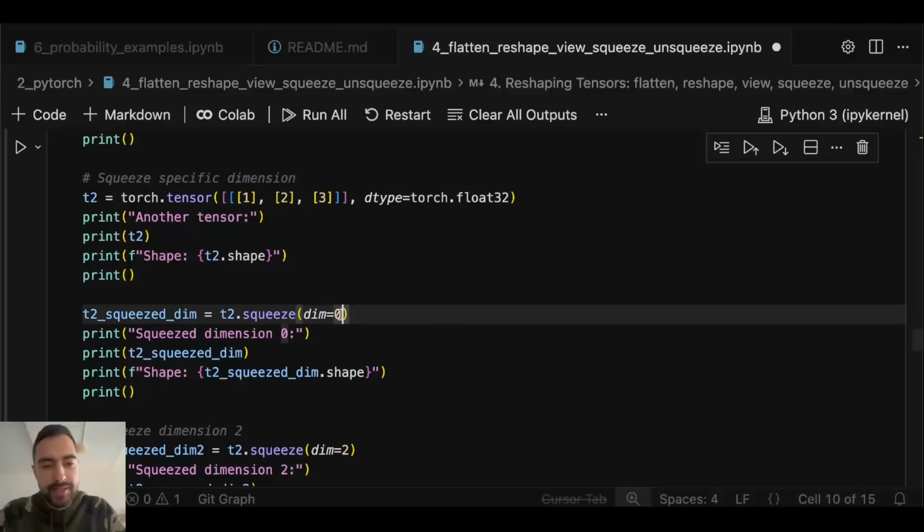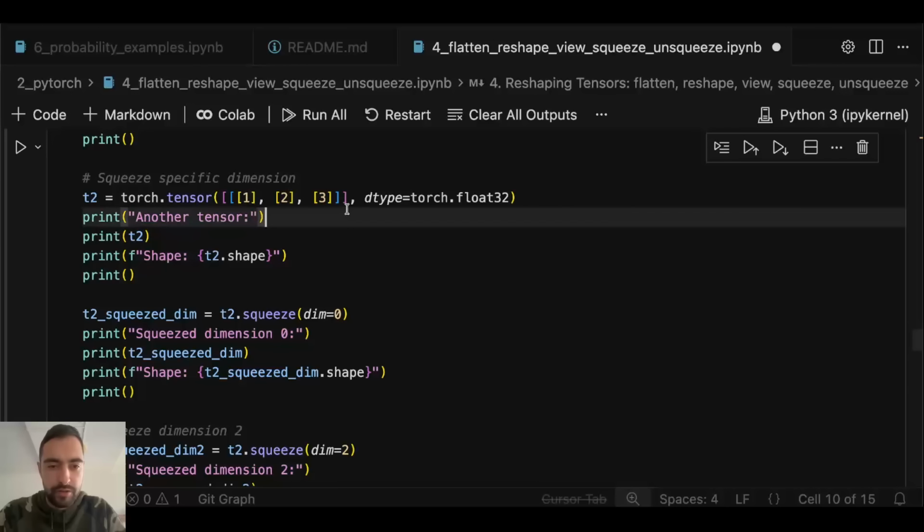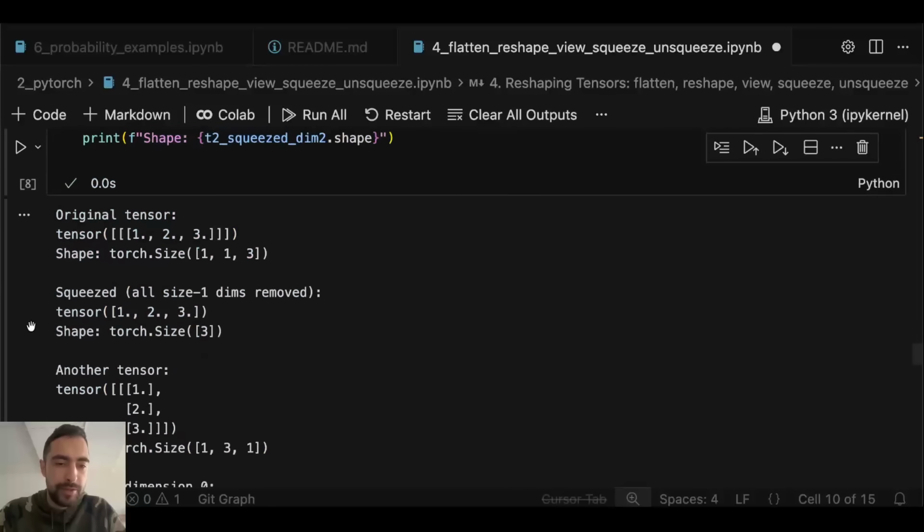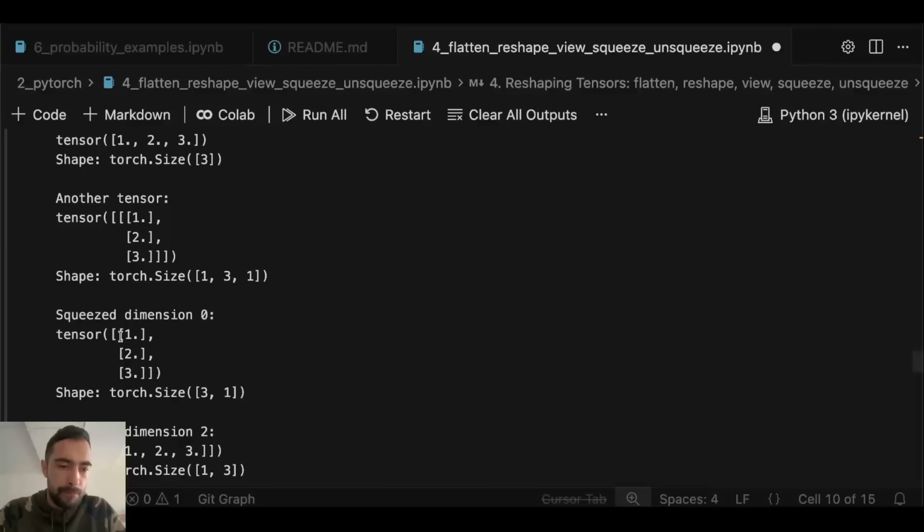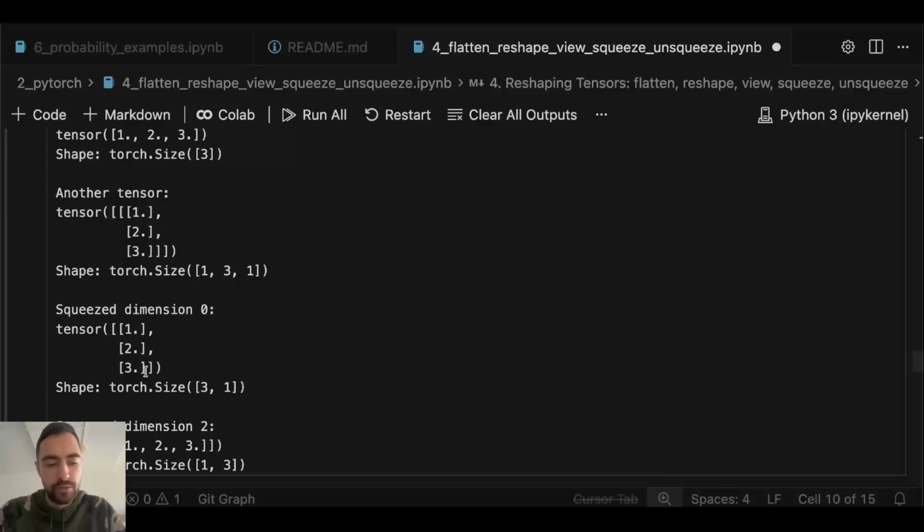So if I say I want to squeeze at dimension 0, this will remove this outermost dimension. So let's see what happens. Now this has removed this outermost dimension, and so we just have one array of 3 small arrays, 1 element arrays. So you can play with this and understand how this works.